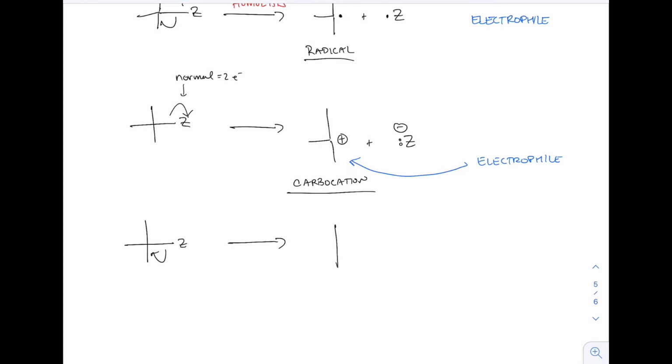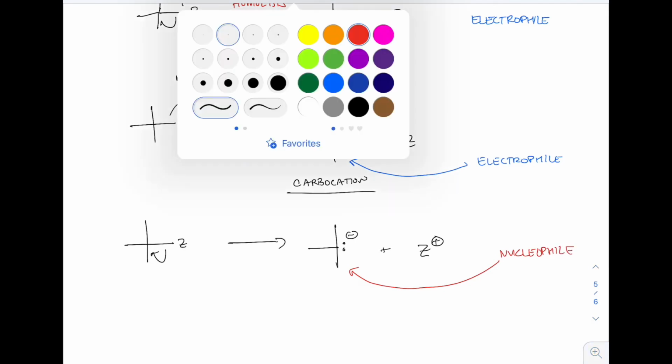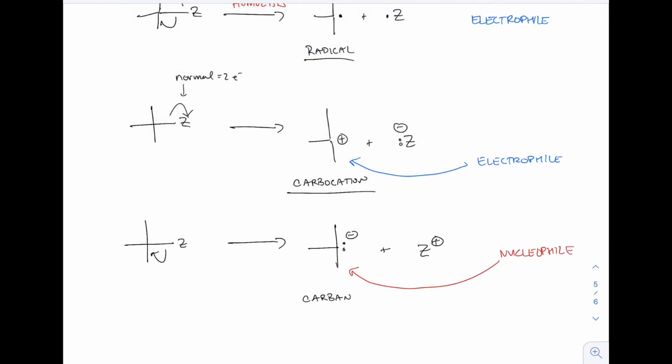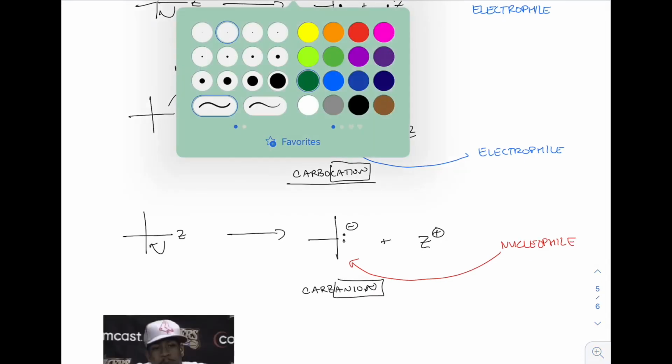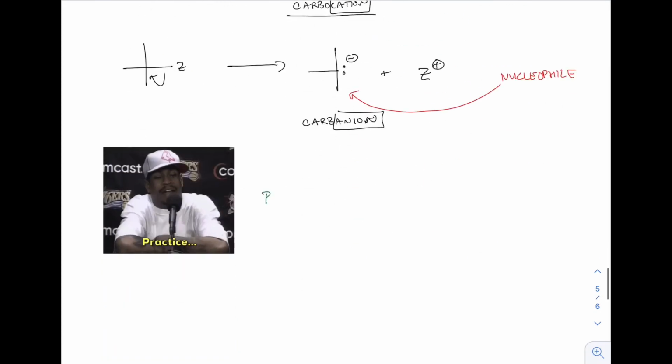Drawing the same compound, another type of heterolytic cleavage would be the electrons going away from Z. So the two electrons go onto the carbon. That makes it a nucleophile because it's now electron rich and negatively charged, and it is called a carbanion. Anion meaning negative, cation in carbocation meaning positive. Okay?